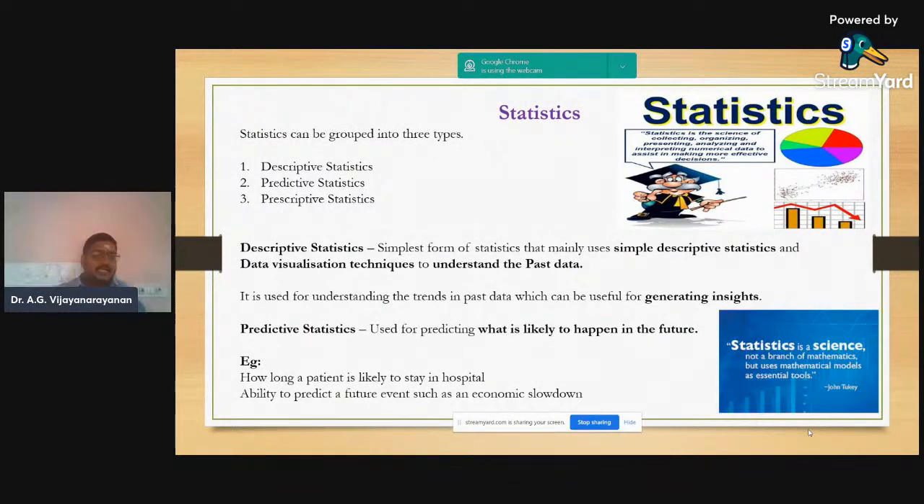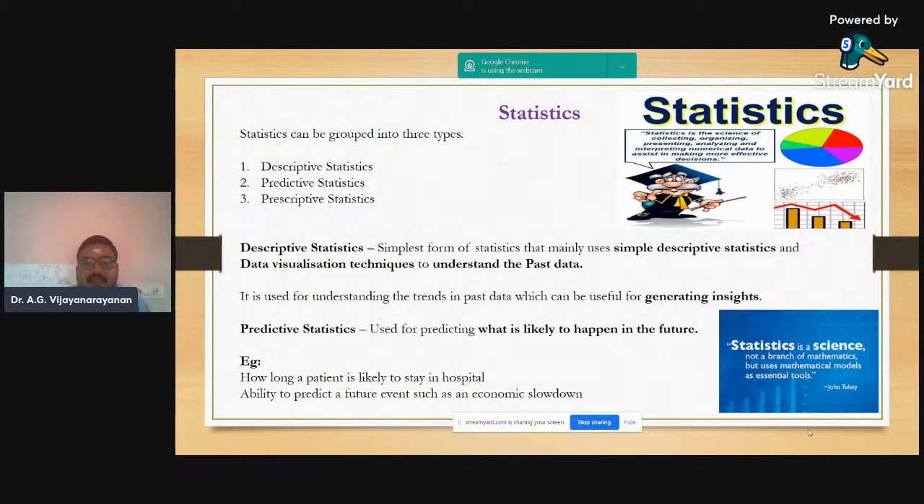Before getting into the questionnaire preparation, I wanted to give a few insights about what statistics is all about. Basically, statistics can be divided into three classifications: descriptive statistics, predictive statistics, and prescriptive statistics. What is descriptive statistics? As the name suggests, it is descriptive in nature. Descriptive means that which exists. That is the simplest form of statistics. For example, what is the gold price for the past 50 years? What is the petrol price for the past 50 years?